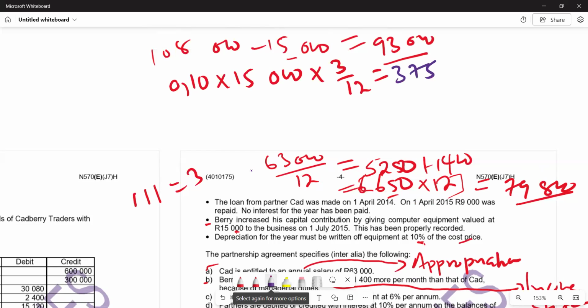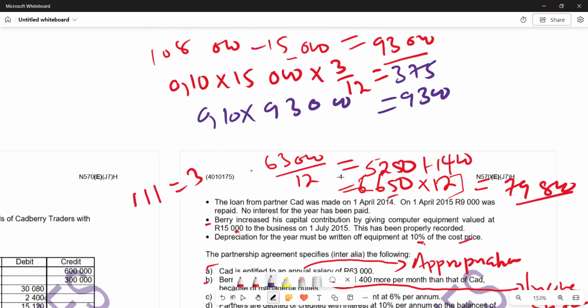For the one that stayed for the whole year, it is 93,000, so we're just going to say 0.10 times 93,000. And we are going to get 9,300. Then we add the two, 375 plus 9,300, and we are going to get 9,675. So this is how we are going to summarize it there in the answer section as our depreciation.